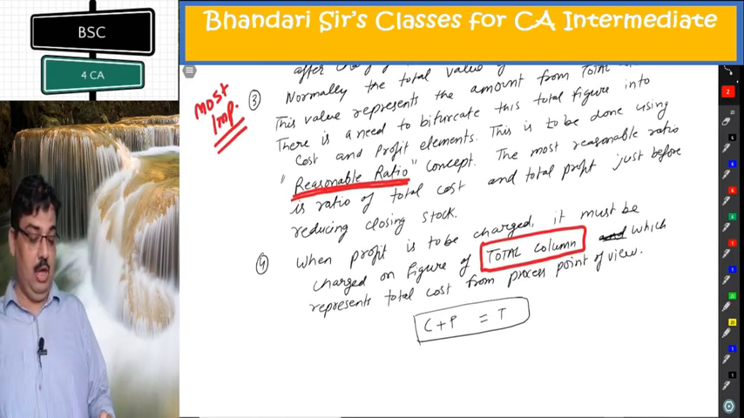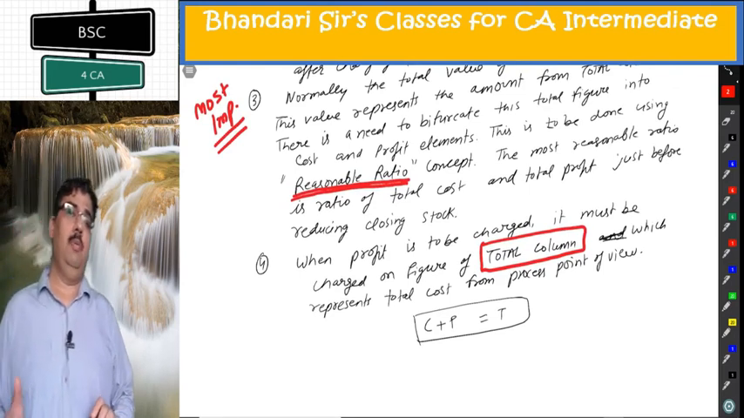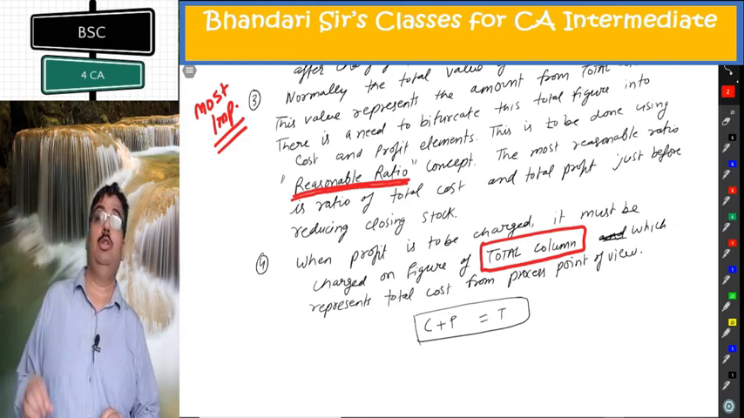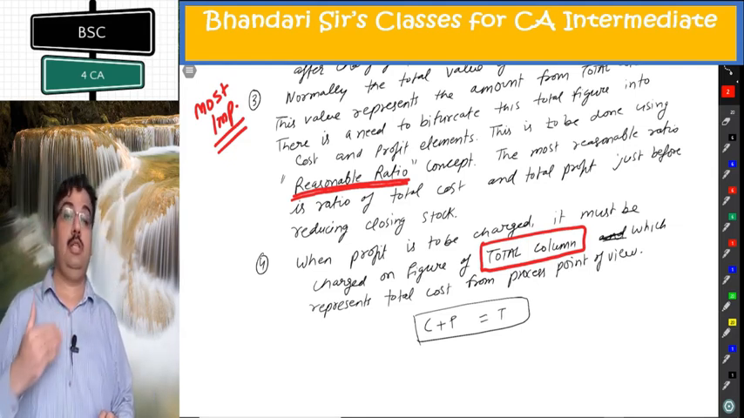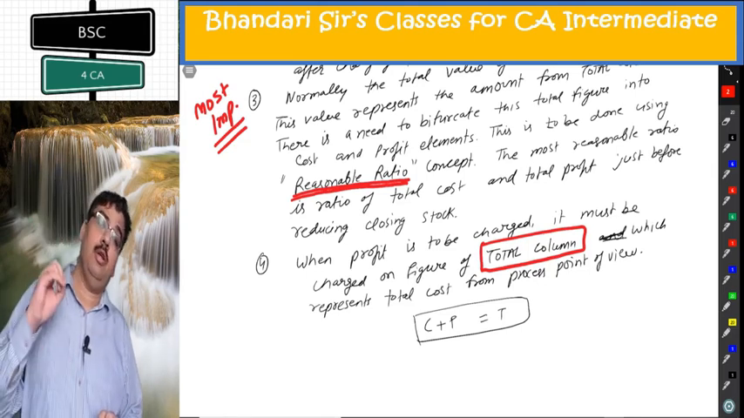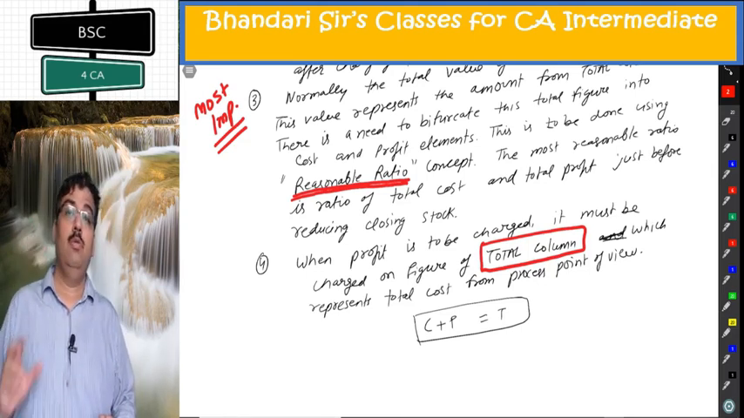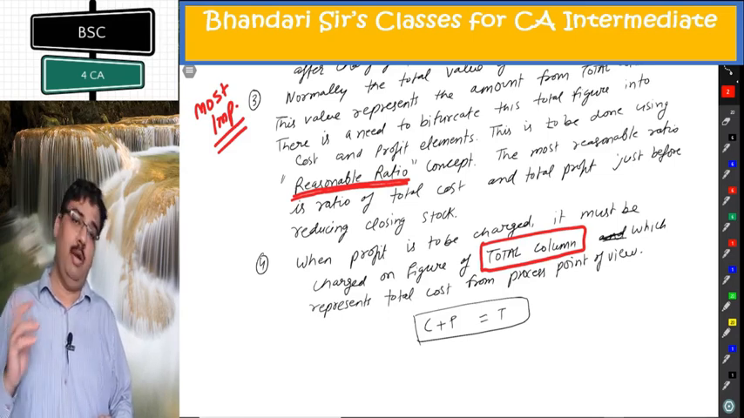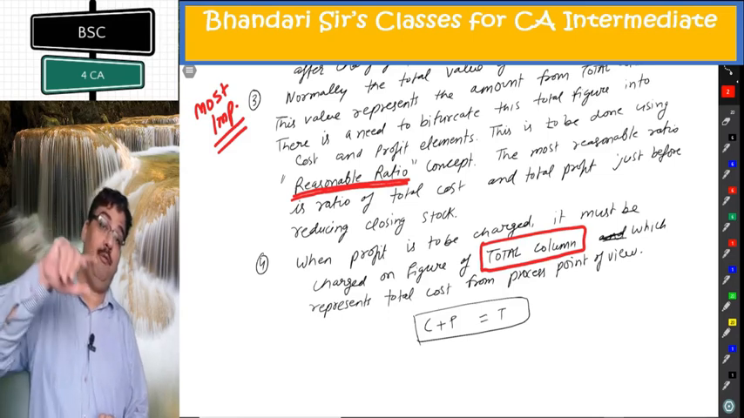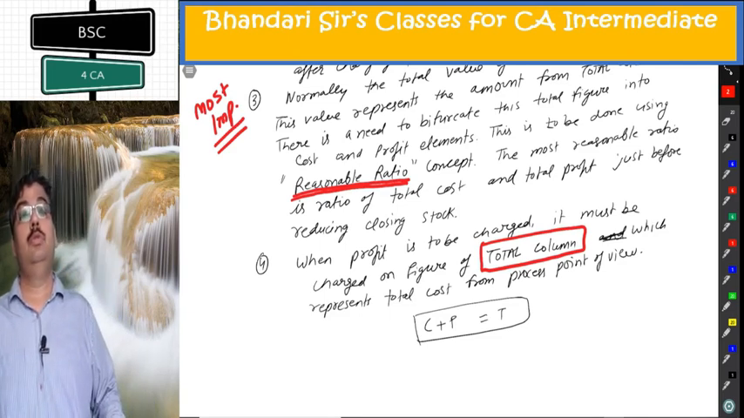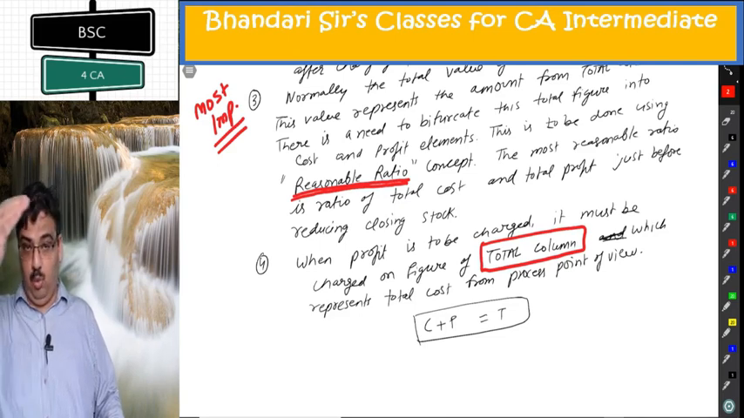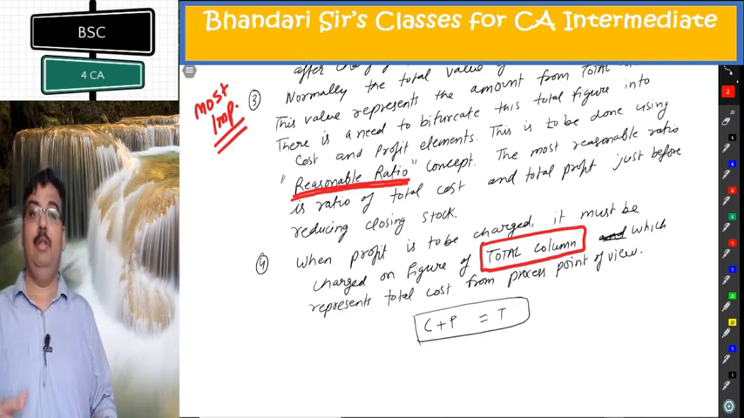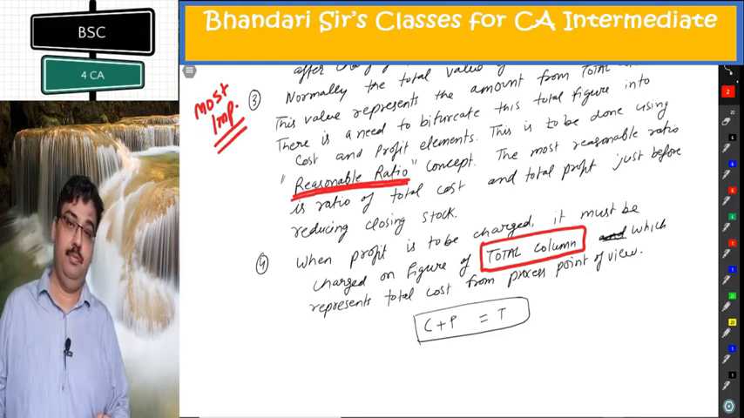When profit is to be charged, it must be charged on the figure of the total column, which represents total cost from a process point of view. Question says 30% profit on cost. Don't put it on the cost column. It is on the total column only because that is process cost. Question says 20% on selling price or transfer price. 1/5 of sale is 1/4 of cost. So again 1/4 of the total column, not the cost column. Students make errors in this part also, so be careful. This one page of notes will help you deal with inter-process profit questions.